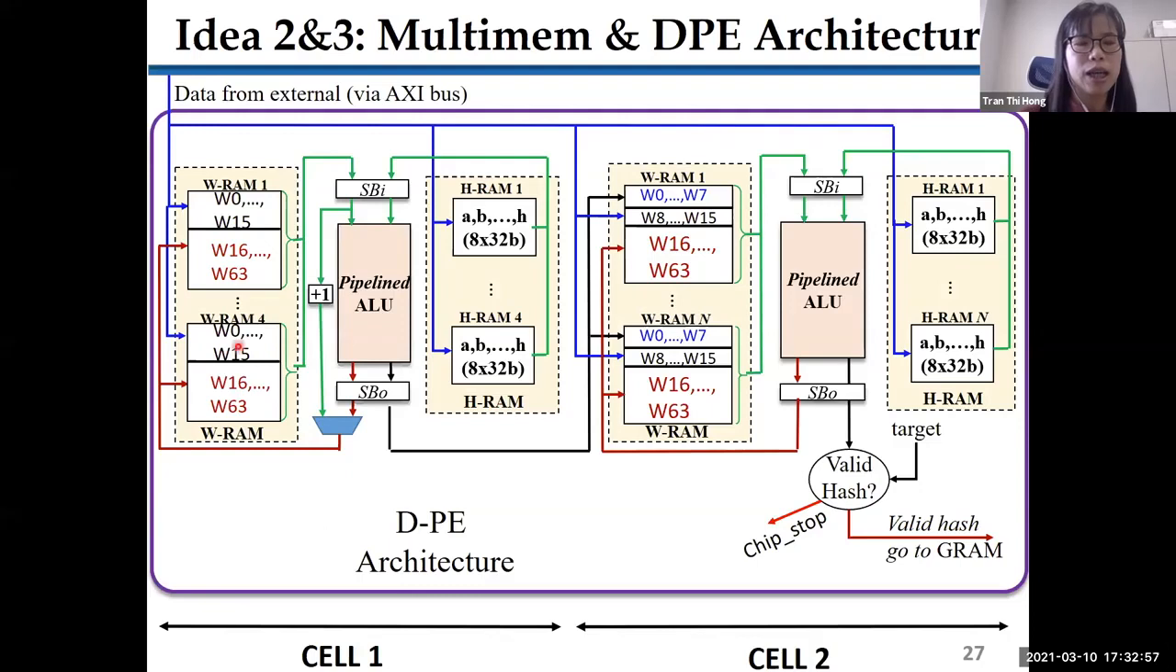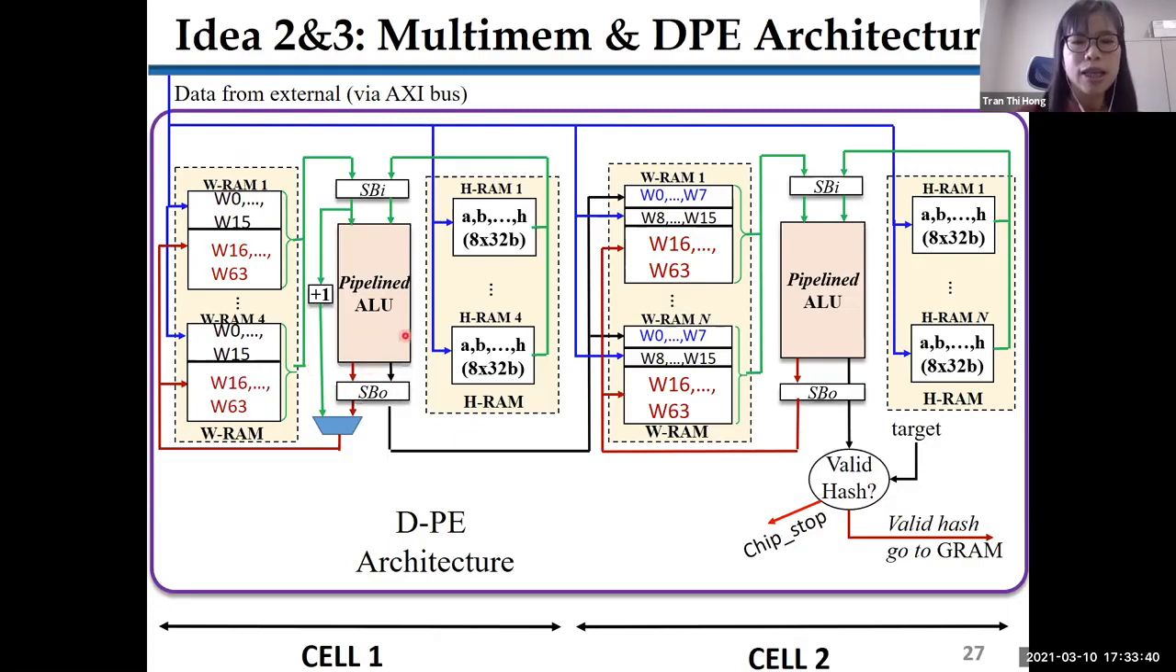Okay, and in here, this is the detailed architecture of the DPE. It includes two cells in here. We have the pi-like ALUs, an array of 4 blocks of the WRAM and an array of 4 blocks of the HRAM. If you want to understand more detail about this architecture, please contact me. I will send you the paper that I already published, in which we explain this architecture in more detail.